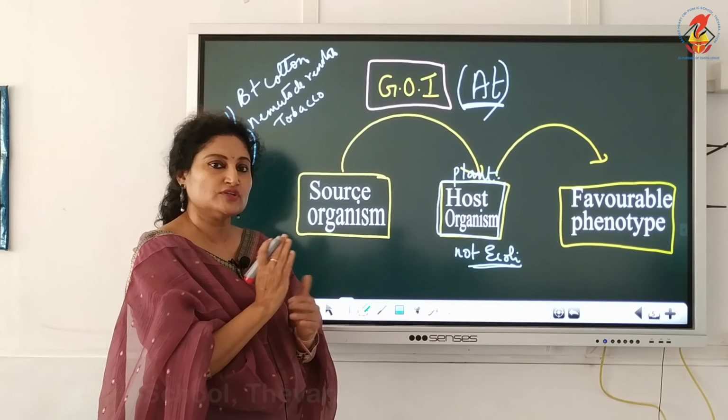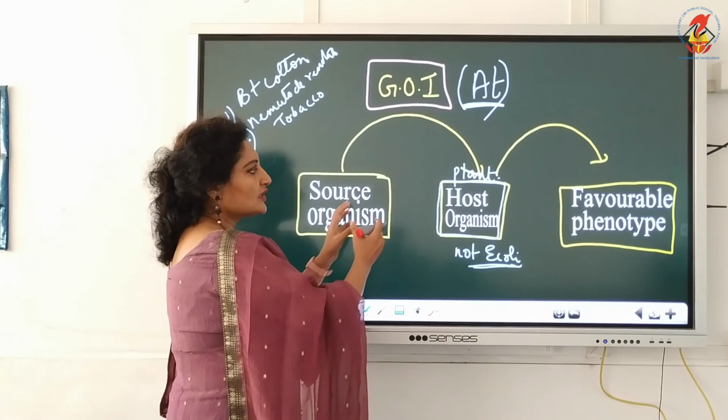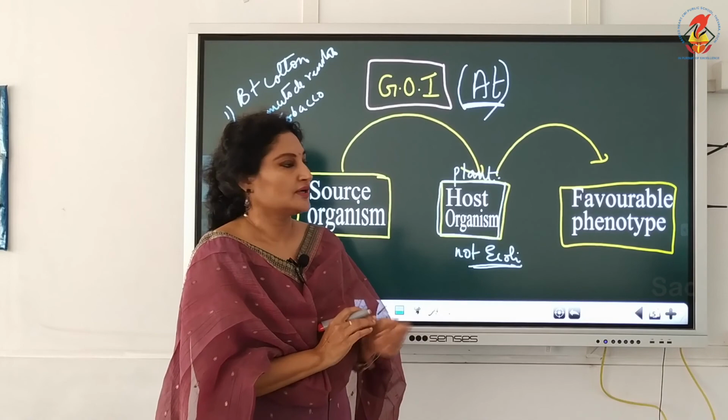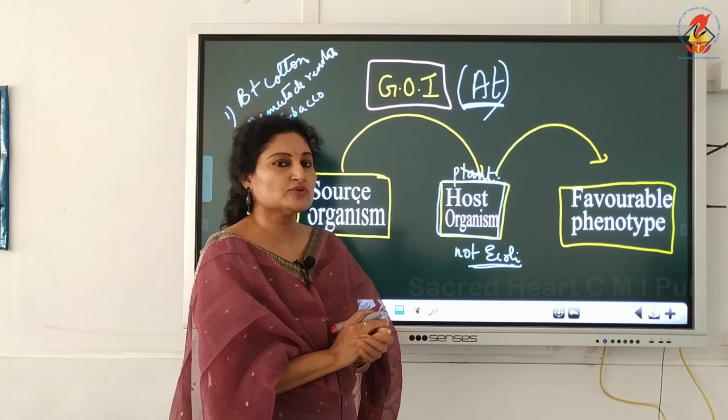So in both the cases, what is done? The gene of interest from the source organism is incorporated into the host organism with the help of Agrobacterium tumefaciens, and finally the host organism having an altered genotype shows a favorable phenotype. In cotton, it's very direct and very simple, whereas in nematodes, it's a totally different strategy which is very novel. Clear? Thank you.